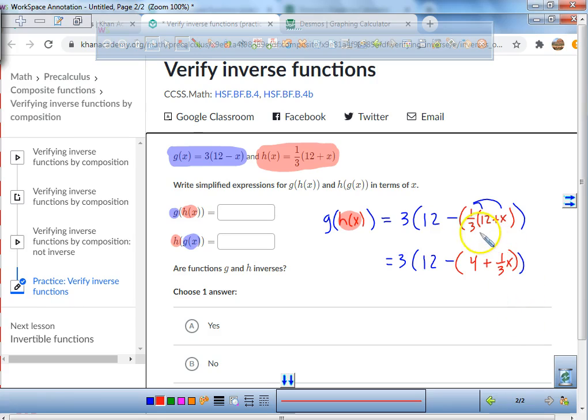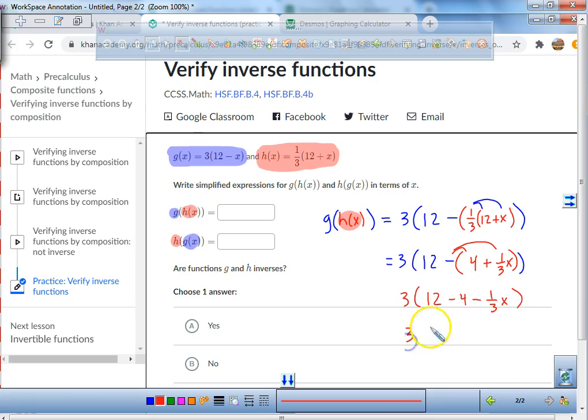Okay, so if I do 1/3 of 12, that's a 4, and then 1/3 of x is x. Now I do have to multiply both of those by a negative, so here's what I have left. I'm just going to write everything in red right now, okay? I have a 3, parentheses, 12 minus 4, and then a negative times a positive keeps it a negative, so I'm still left with 1/3 of x being subtracted.